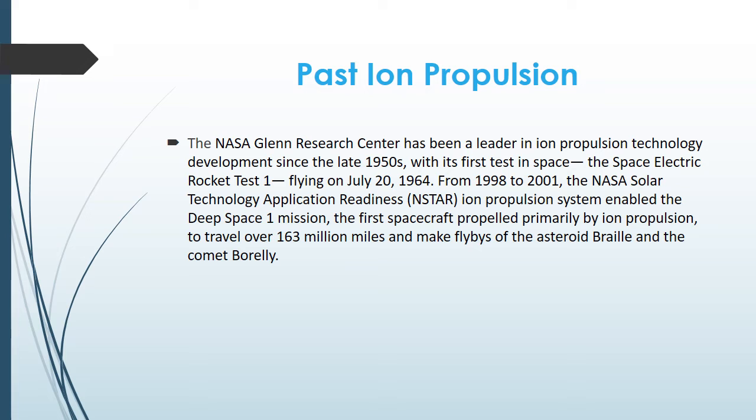Now we will see the past of ion propulsion. The NASA Glenn Research Center has been a leader in ion propulsion technology development since the late 1950s. The first test in space was the Space Electric Rocket Test 1, flown on July 20, 1964. From 1998 to 2001, the NASA Solar Technology Application Readiness ion propulsion system enabled the Deep Space One mission, the first spacecraft propelled primarily by ion propulsion, to travel over 163 million miles and make flybys of the asteroid Braille and Comet Borrelly.